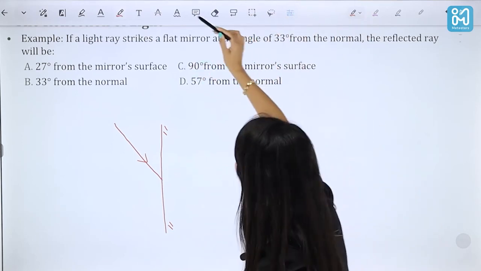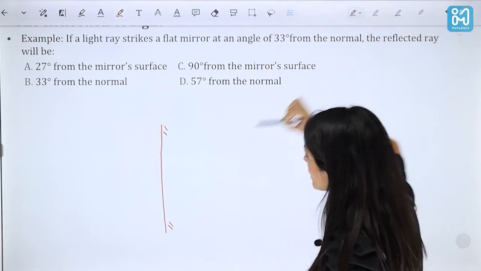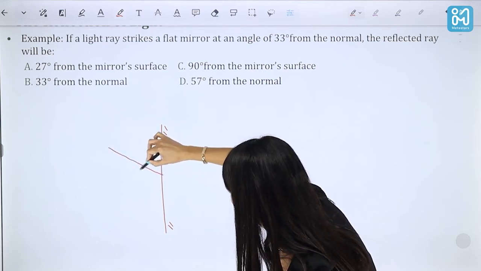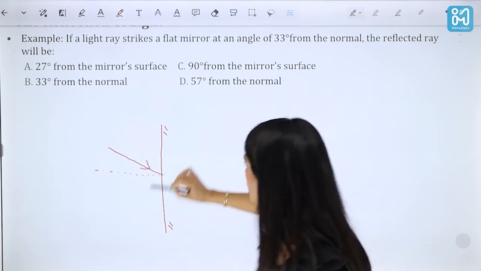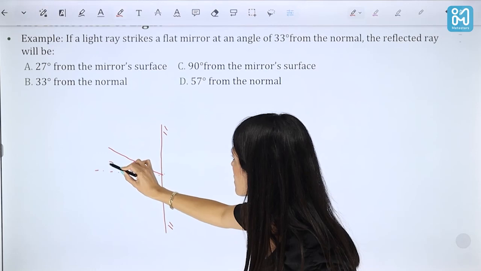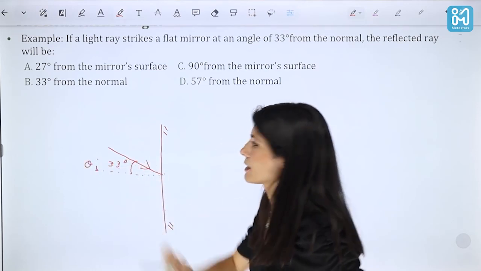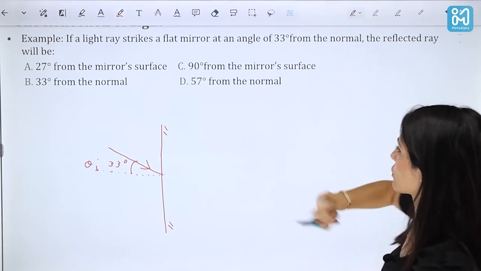Sorry, let me be more accurate. So here. Okay, 33 from the normal. So here it is. And this is the normal, which makes 90 degrees with the surface. This angle is 33 degrees, which is the incident angle. Correct? This is what the question says. 33 degrees from the normal.